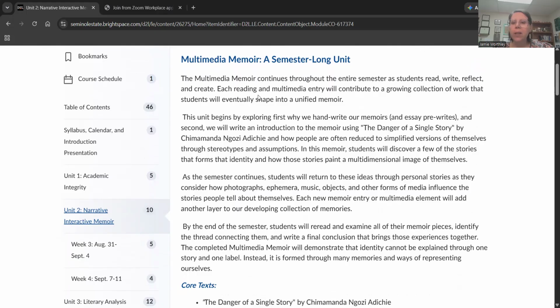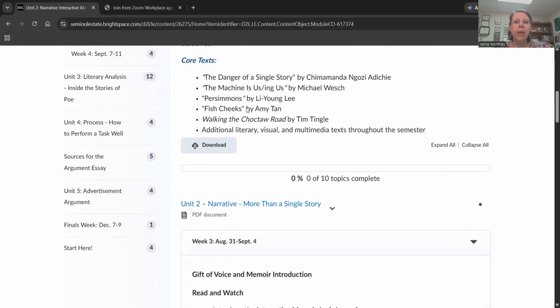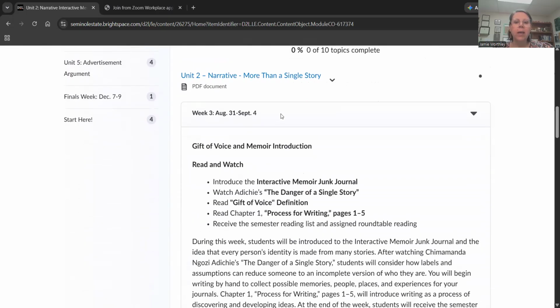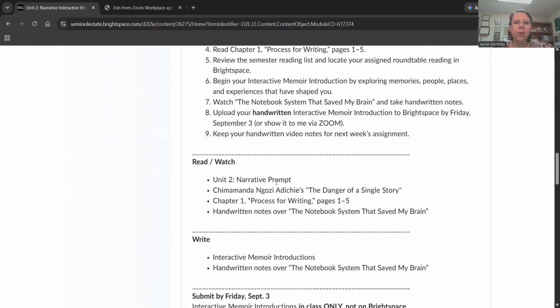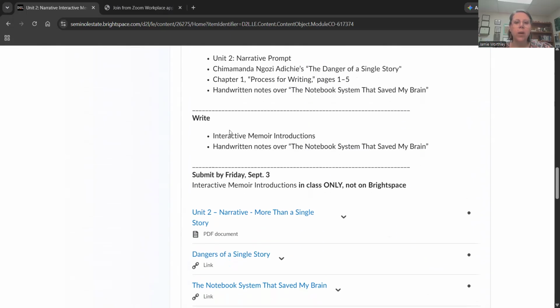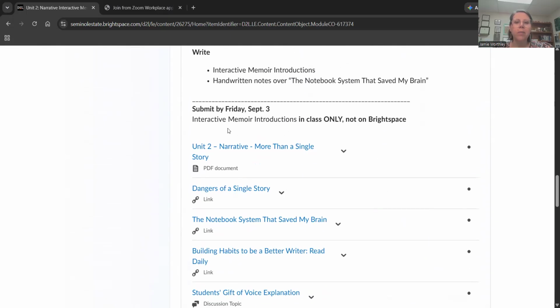So then it goes into, okay, this is what the entire unit is about. These are some of the texts that we'll be using. And then here's what we're doing week by week, right? So steps, what we're doing week by week, what we need to read and watch, what we need to write, and then at the bottom, submit by.